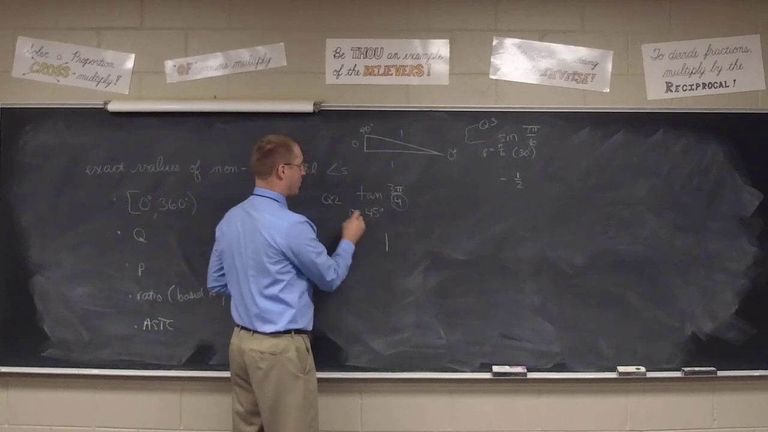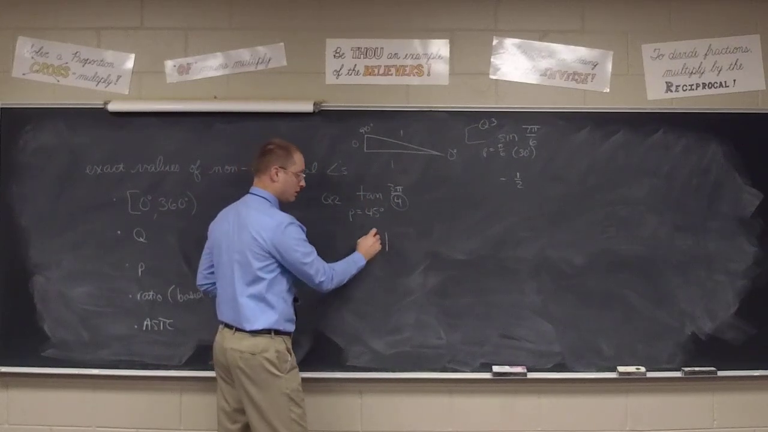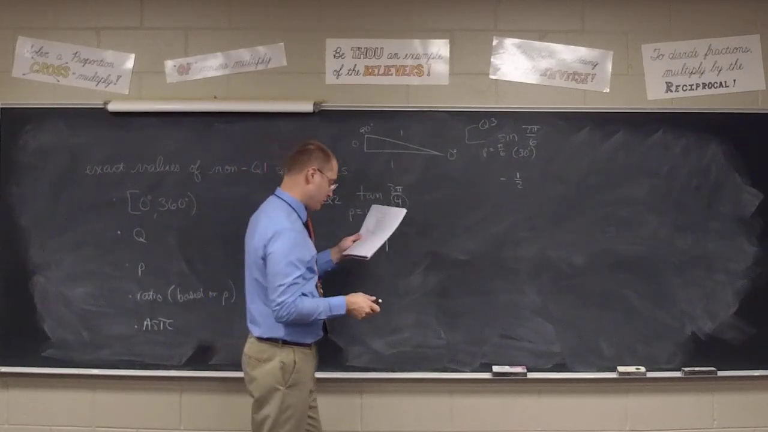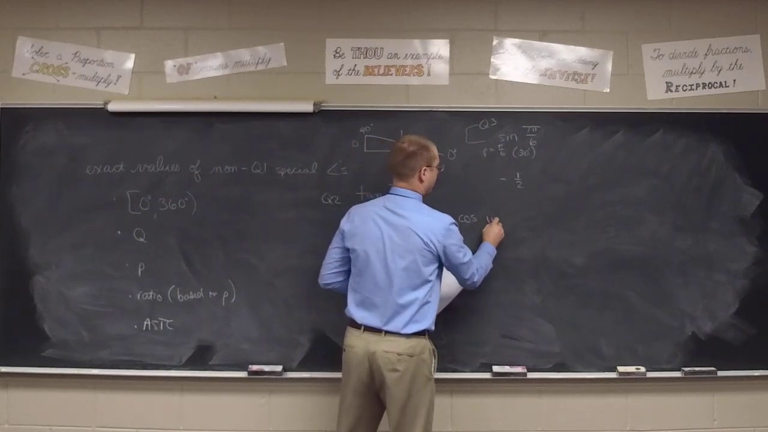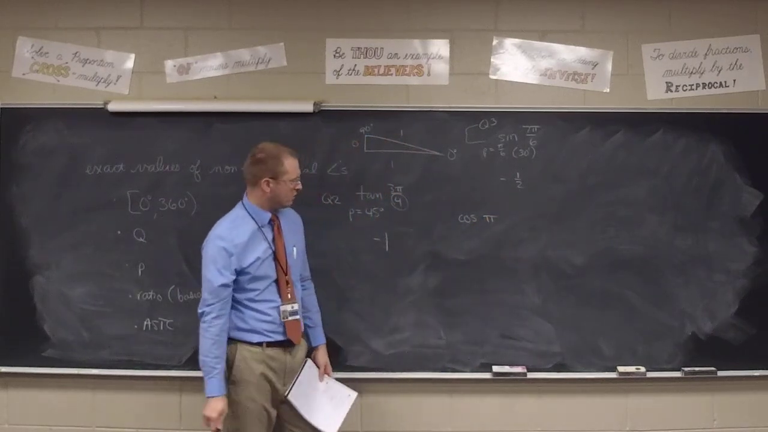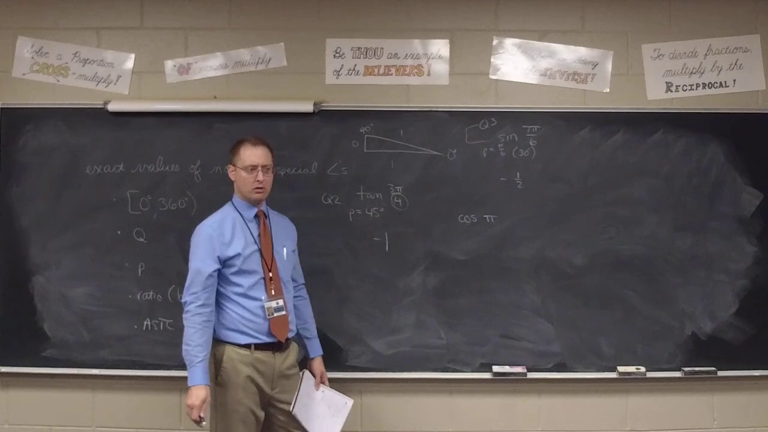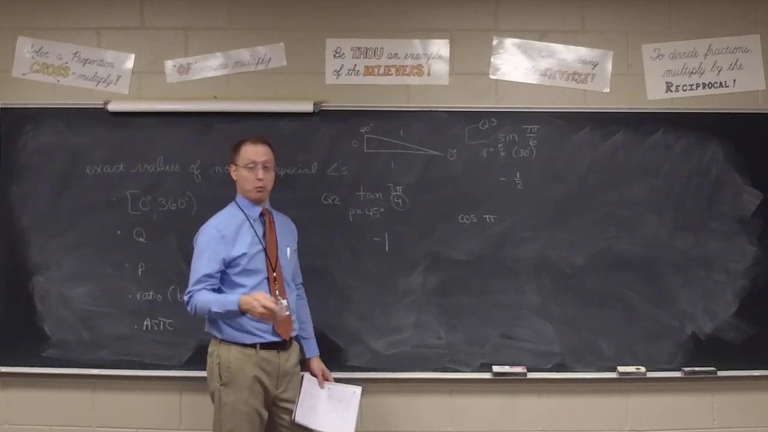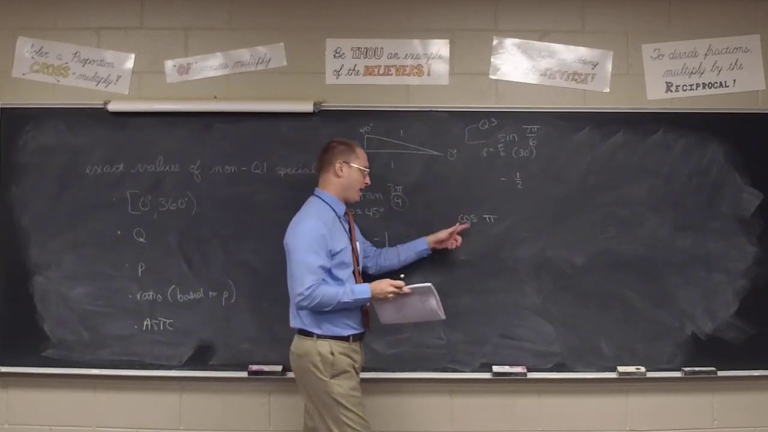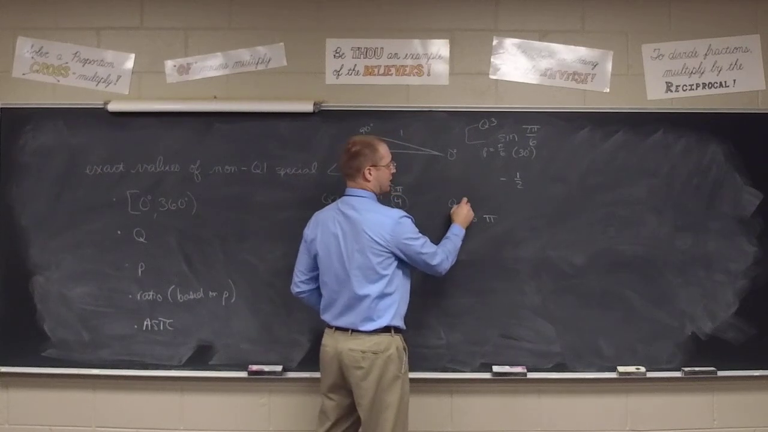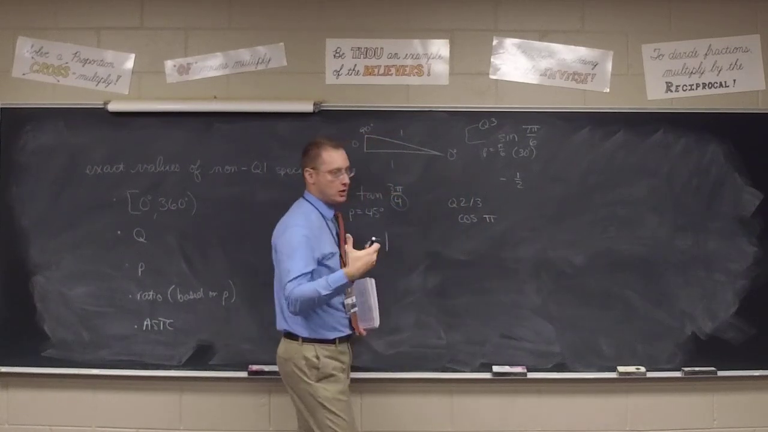And in quadrant 2, tangent is negative. Cosine of pi. What is pi? Pi over 2 is 90 degrees, so pi is 180. If this is 180, it's in either quadrant 2 or 3. Again, we'll say quadrant 2 most of the time.